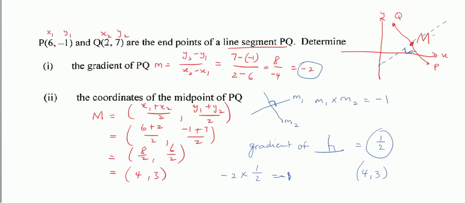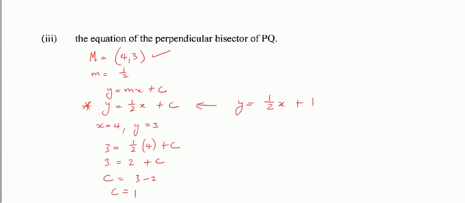So what the equation we got is saying is that the equation of this line here, this dotted line we drew here, is y equals a half x plus 1. Okay?